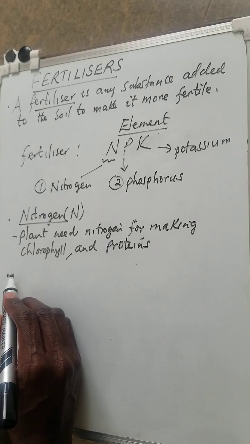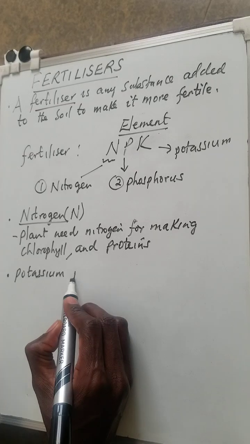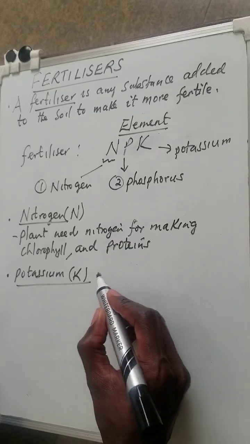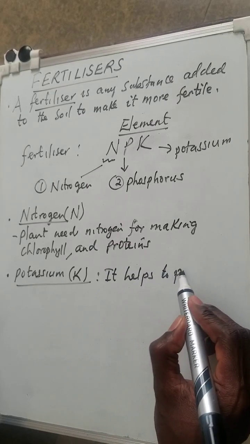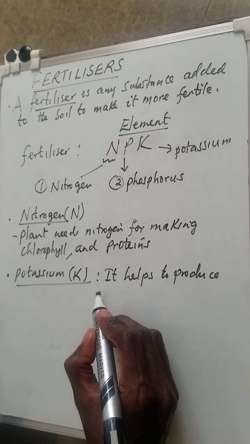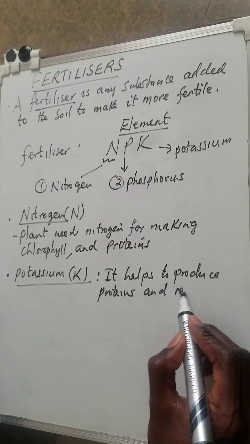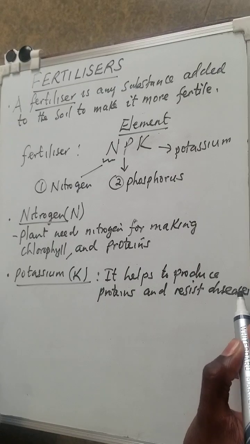Then the other one we can talk about is potassium. Why do plants need potassium? Potassium is important because it helps to produce proteins and to resist diseases. So that is what we can talk about.